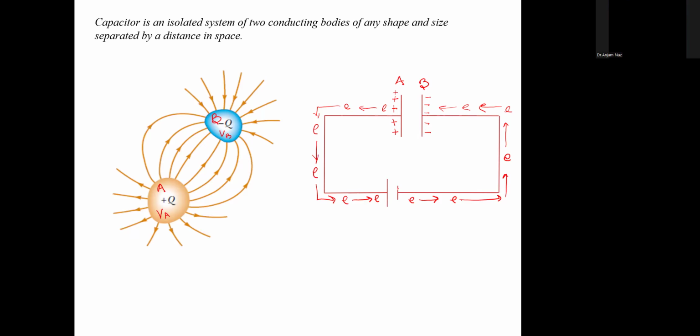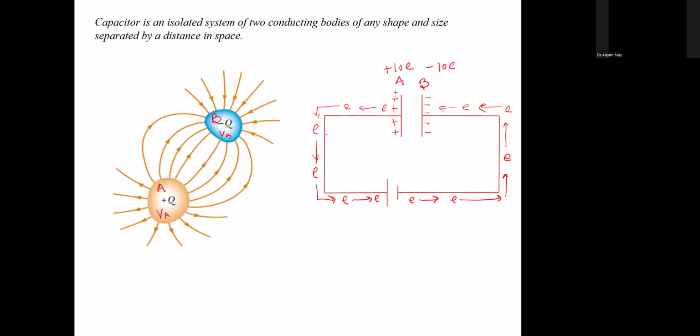That means with the help of this battery, electrons are transferred from plate A to plate B. If one electron is transferred from plate A to plate B, A will acquire a charge of plus e and B will acquire a charge of minus e. And if 10 electrons are transferred from plate A, it means that plate A will acquire a charge of plus 10e and B will acquire a charge of minus 10e. This is the charging of the capacitor.